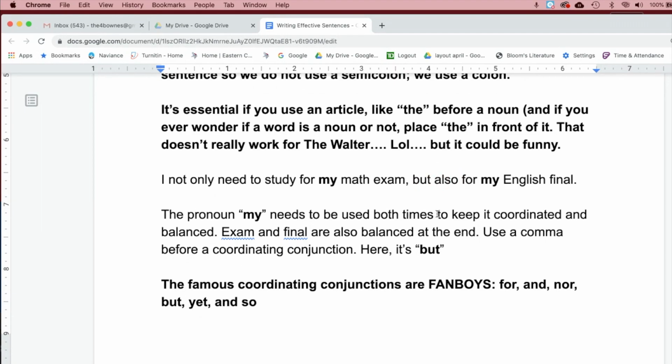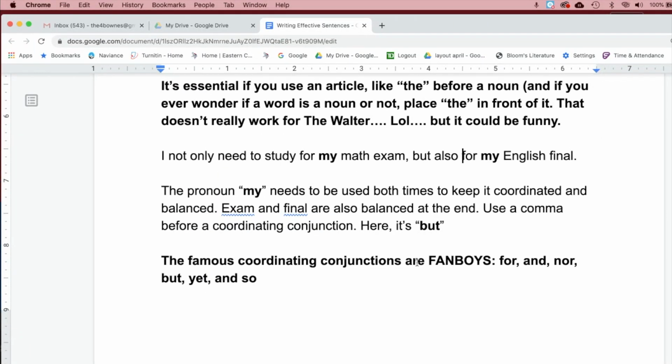This would also work, but not as well: I not only need to study for my math exam, but I also need to say it's just too much. It's okay, but if you have the coordinating conjunction there, you need that comma.